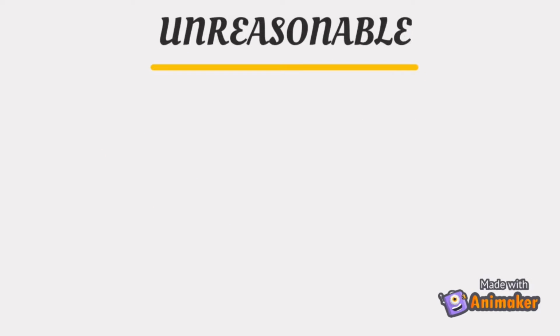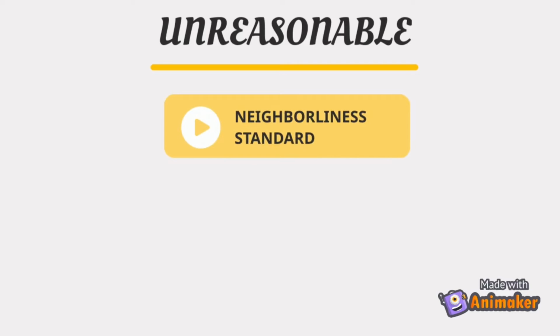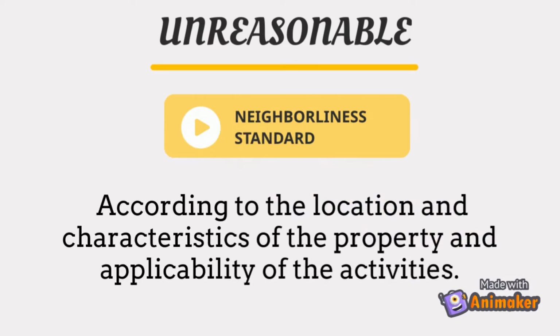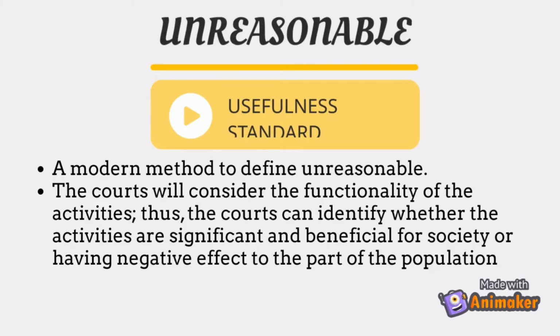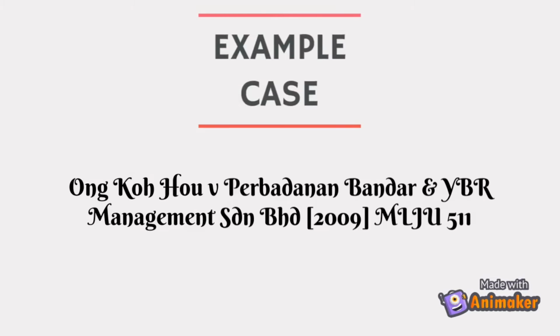Next, what is unreasonable? To determine whether the activity is unreasonable, the courts have developed two standards. First, the neighborly standard. By the neighborly standard, the activity is determined according to the location and characteristics of the property and the applicability of the activities. Next, the usefulness standard. The usefulness standard is a modern method to define unreasonable. The courts will consider the functionality of the activities. Thus, the courts can identify whether the activities are significant and beneficial for society or have a negative effect on part of the population.